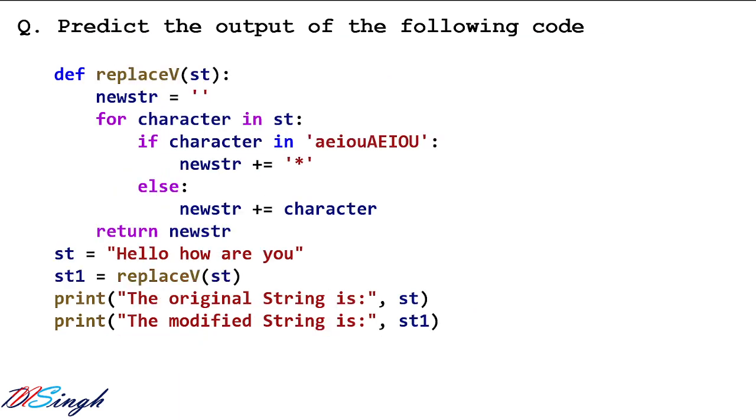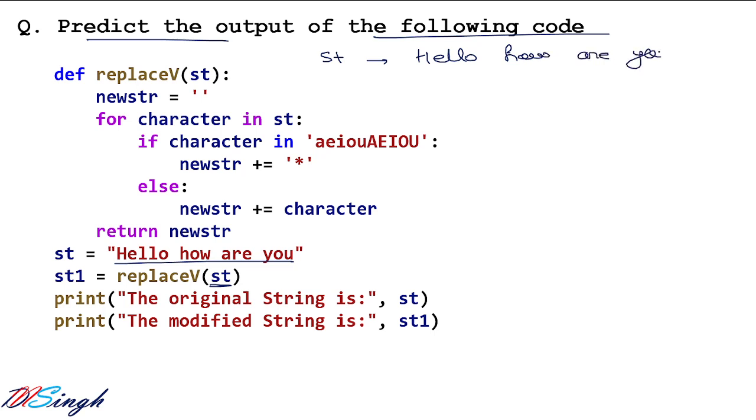Let me move to the next one. Predict the output of the following code. Here you have some string, hello, how are you, and that is being passed to a function replace, and this string is assigned to the st variable. So st will have hello, how are you. This string is inside st.